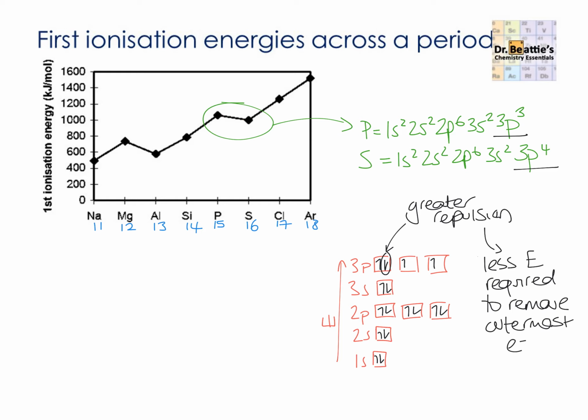So again, this is evidence for subshells and orbitals, because if it wasn't for this pairing of electrons in an orbital, we wouldn't see this dip here.